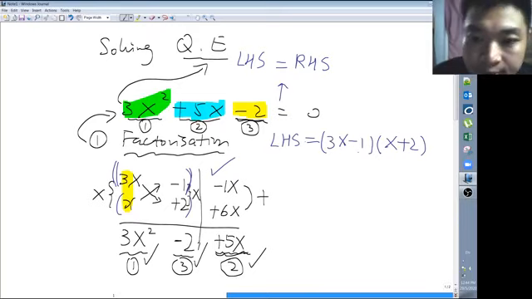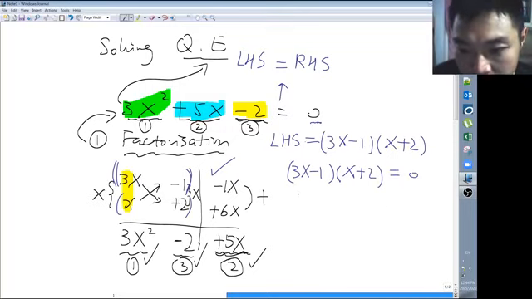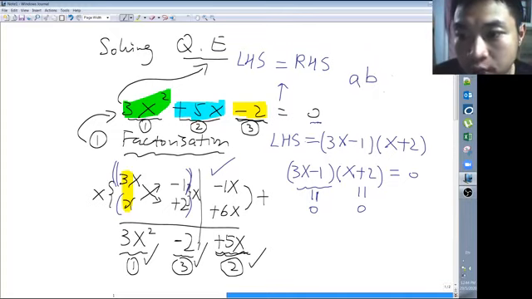So with this, your right hand side is equal to 0, right, for the quadratic equation. So what you need to do is 3x minus 1 times x plus 2, with the brackets, equals 0. What you do now is create this term equals 0, then this term equals 0, because in order to get a multiplication of two terms which gives you 0, a can be 0 or b can be 0.